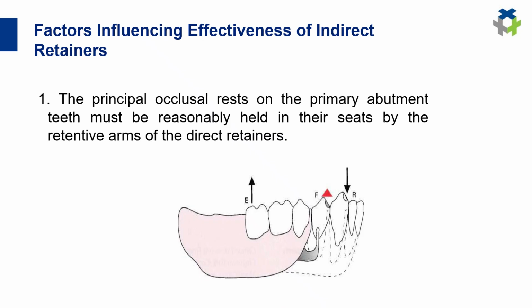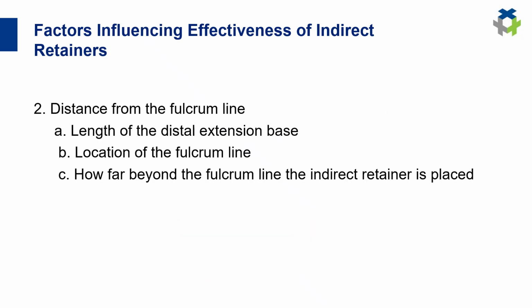So what are the factors which influence the effectiveness of an indirect retainer? The primary occlusal rest must be firmly held with the help of the direct retainer. If the rests themselves are not stable, if the rests are moving, then the indirect retention becomes weak or non-functional. The second is the distance from the fulcrum line. The longer the denture extension base, the more indirect retention is needed, because the long distal extension base can easily lift off from the tissue.